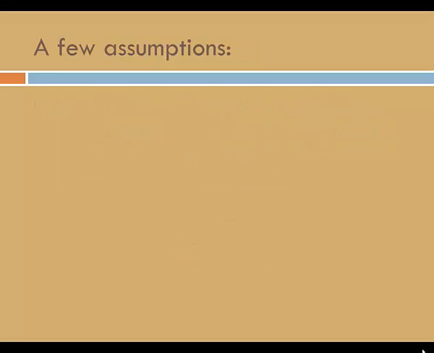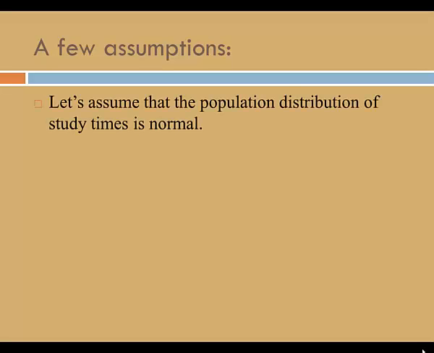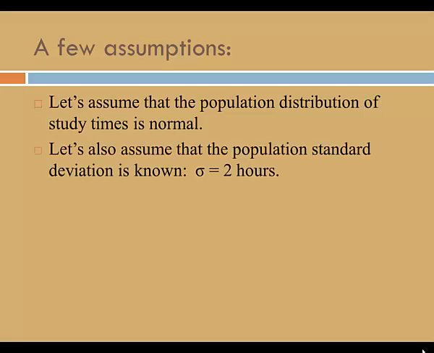Before we begin the test, let's agree to a few assumptions. First, let's assume that the population distribution of study times is normal. Secondly, let's assume that the population standard deviation is known. In this case, let's say that sigma is 2 hours.